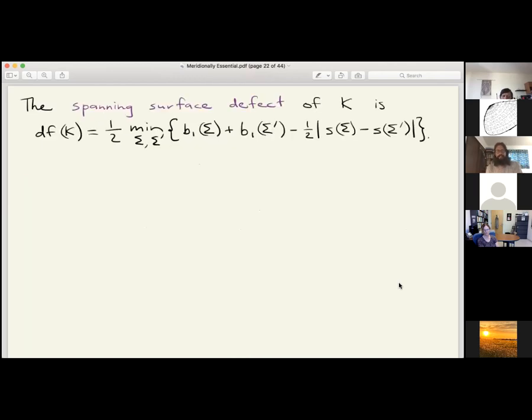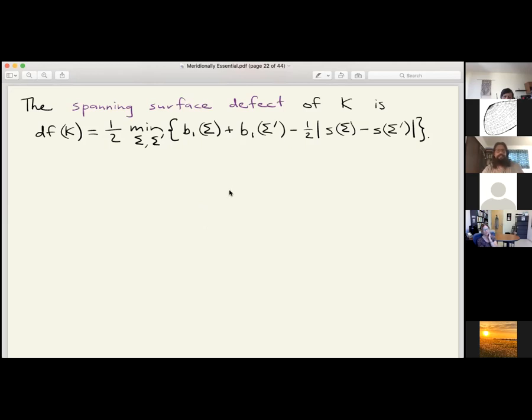Another interesting invariant that is helpful here is what's called the spanning surface defect. This was named by Ito, but it was something I'd been thinking about in my thesis. This is an invariant of a knot. You take any two spanning surfaces and minimize the following quantity over any pair of spanning surfaces: the sum of their first Betti numbers minus half the difference in their slopes, and then you divide it by 2. This will end up being an integer.